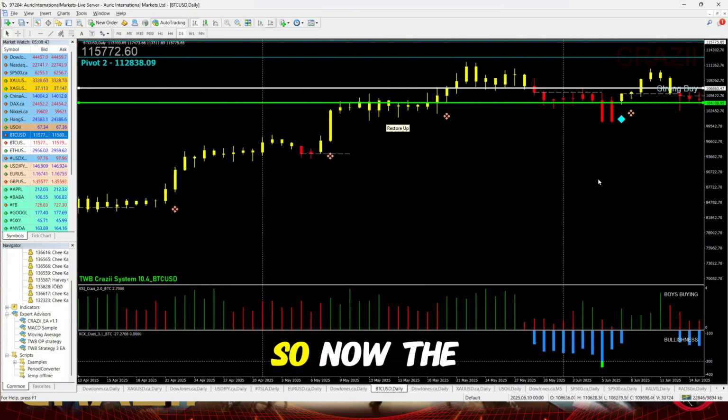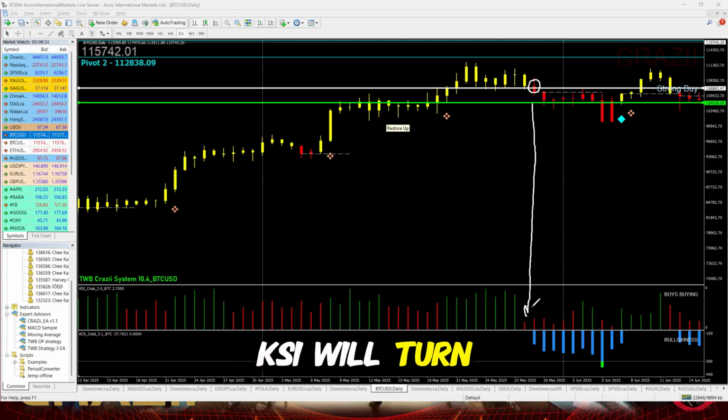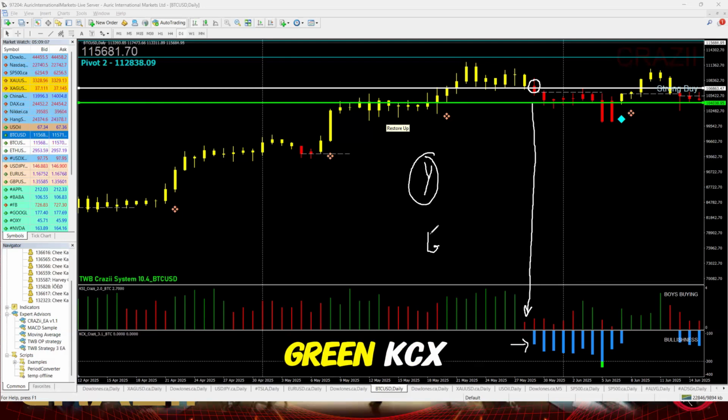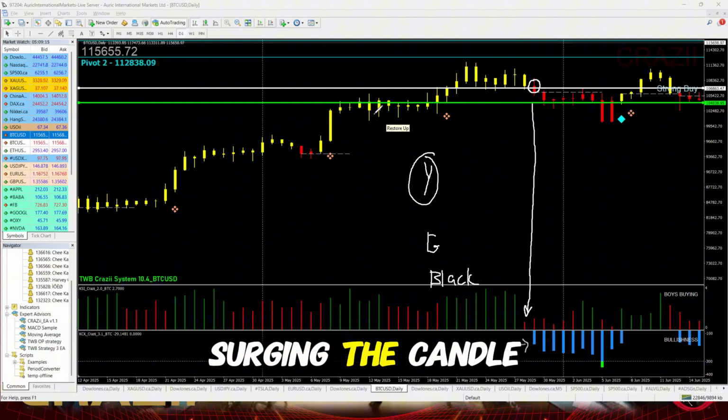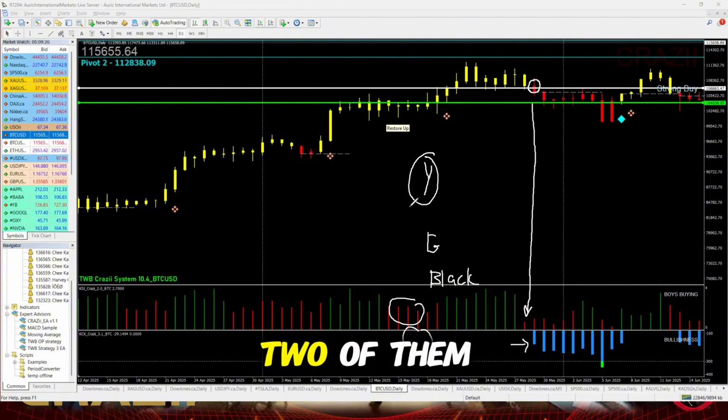Then you see that the price has finally broken down, right? So once the market breaks down, what's the condition different? You see, the candle will turn red, the KSI will turn red, and then the KCX will turn blue. This confirms sell already. That's why you must have a stop loss in place. Got it? So three conditions: yellow candle, KSI has to be green, KCX must be black. All along here, the market is surging, the candle was yellow, the KSI although turned red, the KCX was black. So out of three conditions, two of them were bullish.